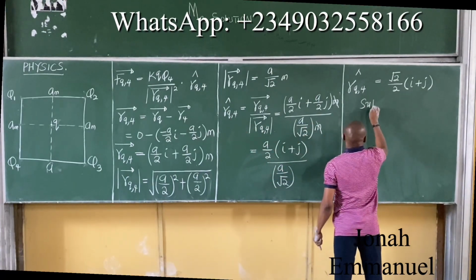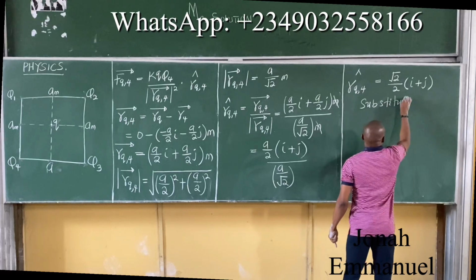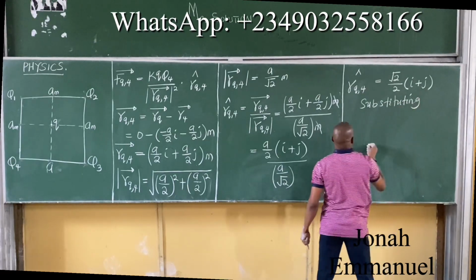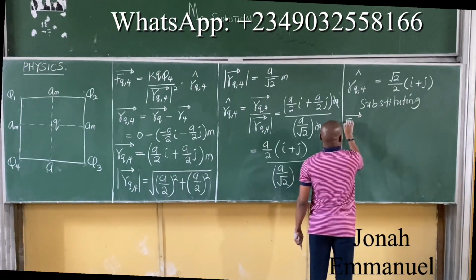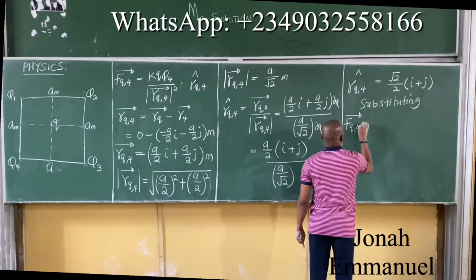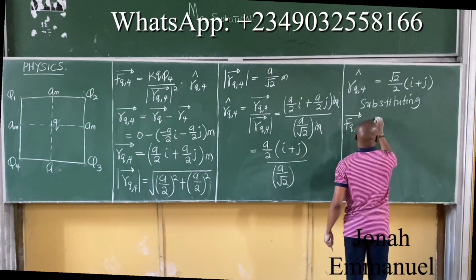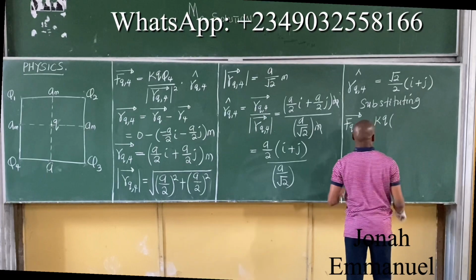So substituting, you have that FQ4 is equal to K into Q. Please, what was Q4 again?